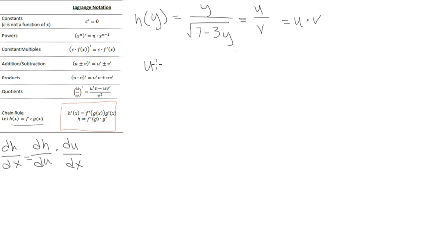So here, u is simply y, and v is equal to (7 minus 3y) to the negative 1/2 power. If you were using the quotient rule, it would be the positive 1/2 power. The thing about it is that this is sufficiently complex that following through the quotient rule gets fairly messy, and simplifying the quotient rule gets very, very messy. The product rule simplifies a lot more easily. So I tend in these situations to use the product rule.